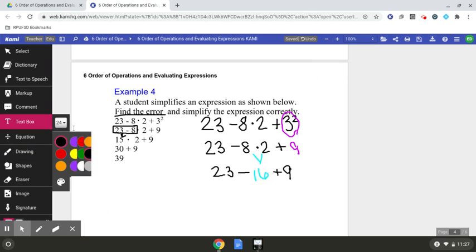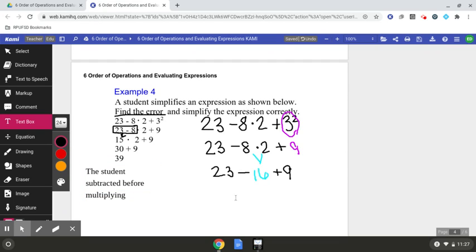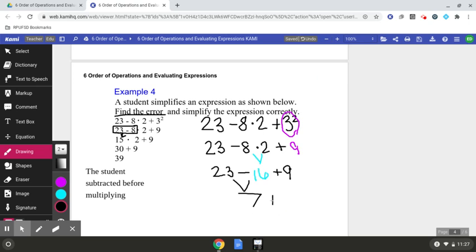So there's your error. So the student subtracted before multiplying. Right? That's the error. They subtracted before multiplying. So if we continue this problem now, we would do left to right, subtraction, and then addition. So I would subtract first technically here, because if I follow PEMDAS, we work left to right. So 23 minus 16 would be 7 plus 9. Now we add to get 16.